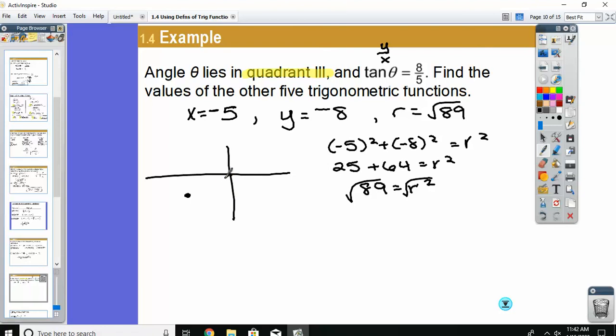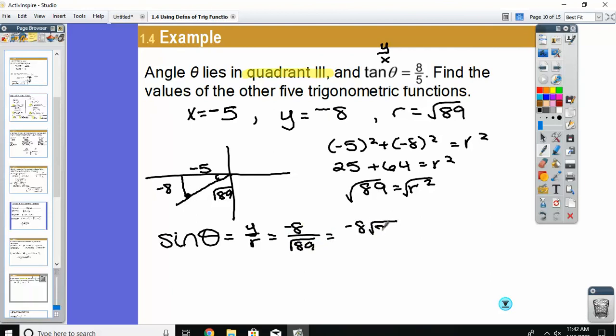If you like triangles, then your triangle here, this is the -5, the -8, the radical 89, and you're going to look from that viewpoint and do SOHCAHTOA from there. So sine, what's the definition of sine? Y over r, so my y is -8 over radical 89, or -8 radical 89 over 89.